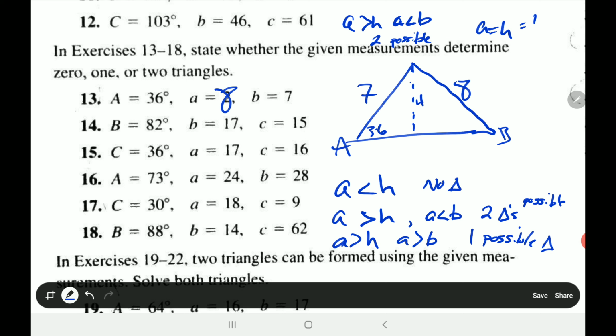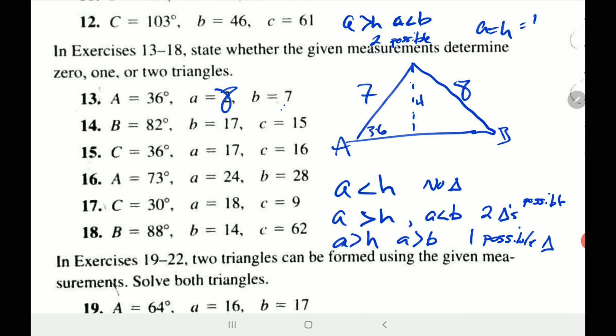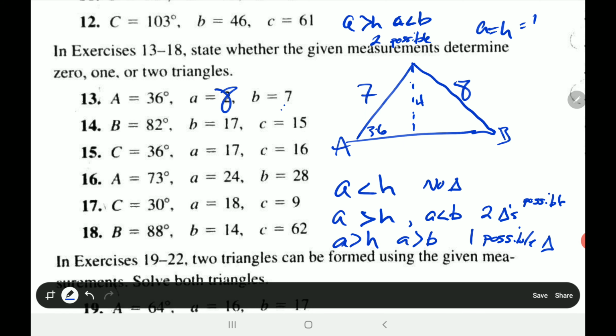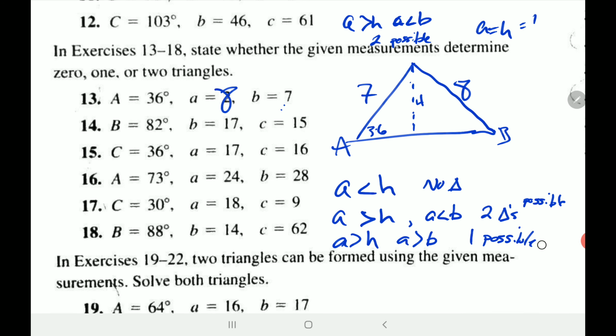So that's what it means by 0, 1, or 2 triangles. 0 triangles if A is less than the height. 2 triangles if A is between the height and the opposite side, the other side. And it's 1 triangle if A is bigger than both. Okay. Now I just kind of solved number 13 for you, so as long as you take good notes, you have the answer to number 13.